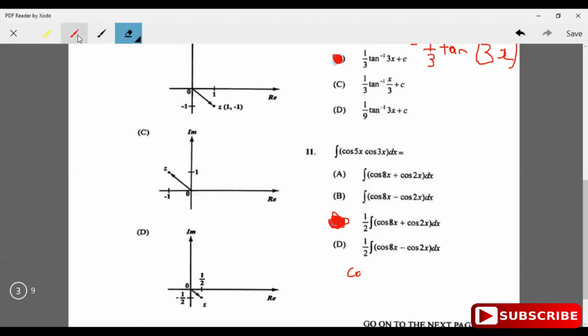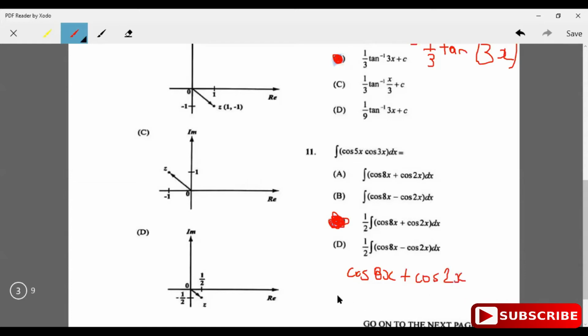In this case, our A is cosine 8x. This reminds me of the cosine of A plus B. Yeah, this is exactly it. Cosine 8x plus cosine 2x.